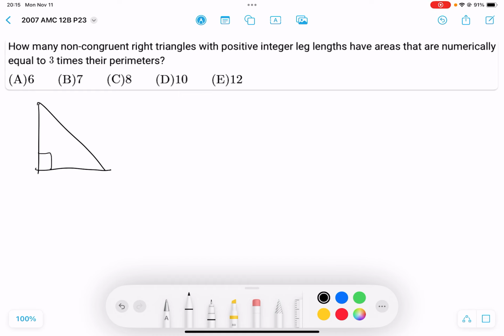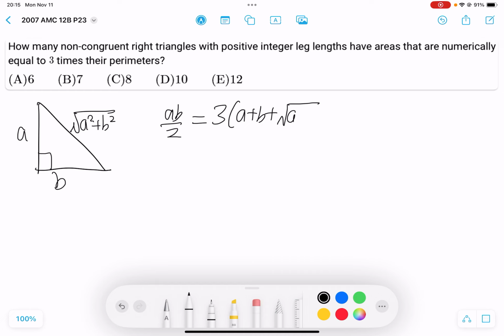That's right, random right triangle right there. Okay, so we know that the two legs can be A and B, and the hypotenuse is going to be the square root of a squared plus b squared. And it says that the area, which is AB over 2, is 3 times its perimeter. Perimeter is a plus b plus root a squared plus b squared. So that's our equation that we want to solve.